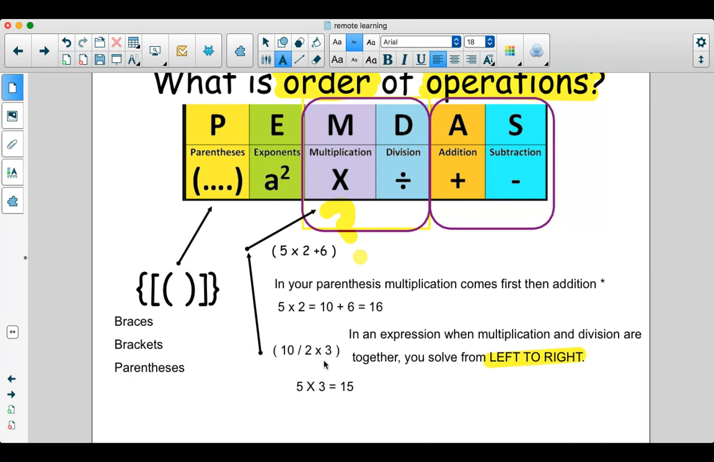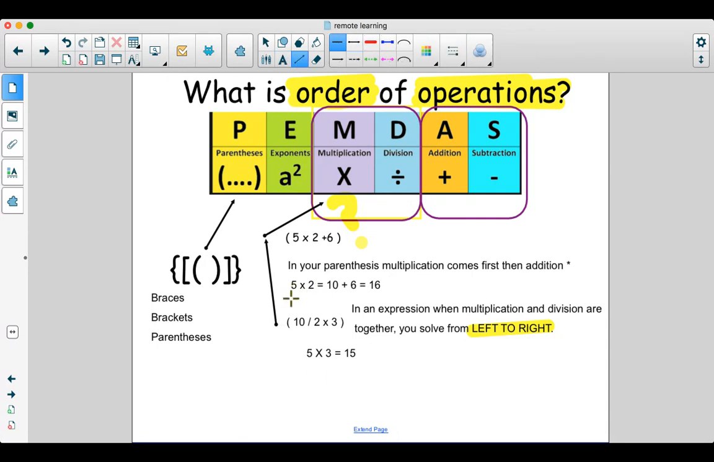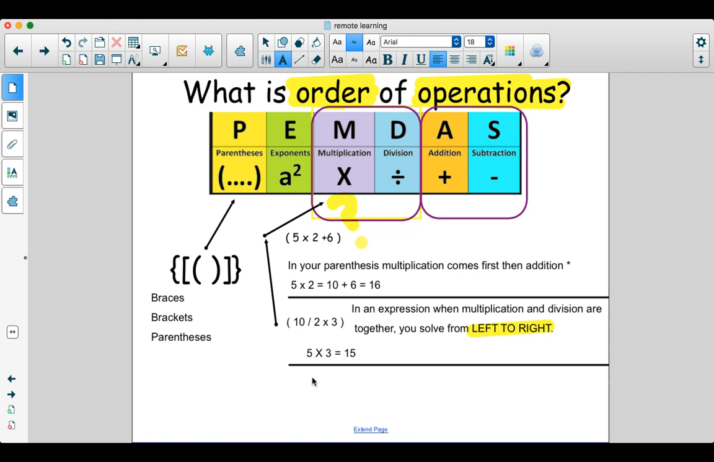Now, if you tried to solve this with multiplication first, it wouldn't even work. You'd have 10 divided by 6. You would not get a whole number, and this would not solve correctly. I'm going to put a line here. Now, let's look at an expression that has addition and subtraction with multiplication and division.